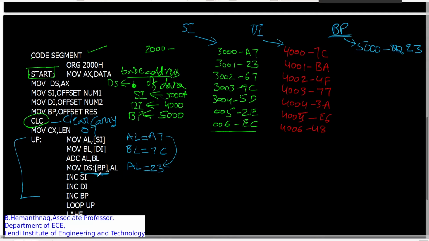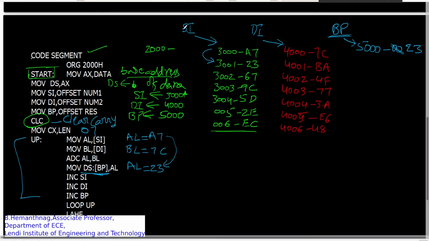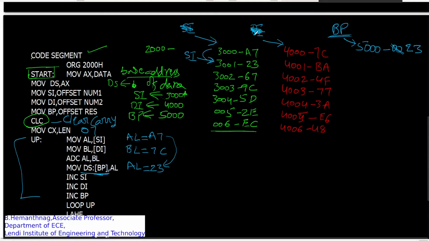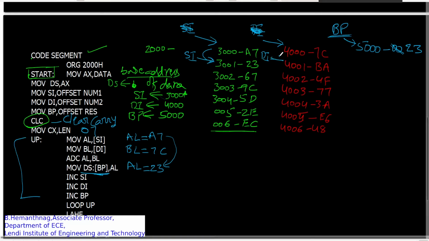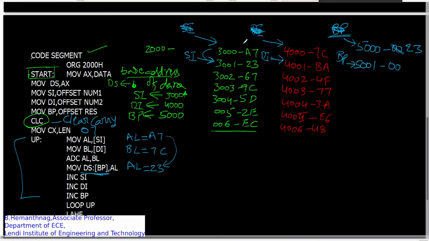After that, SI will be incremented, and DI and BP, all the three pointers, will be updated to the next byte, which is to be used for the next addition. So SI will now point to this position. Similarly, DI will now point to this offset. Similarly, BP will point to 5001, which already had a value 00 that was put in the data segment.